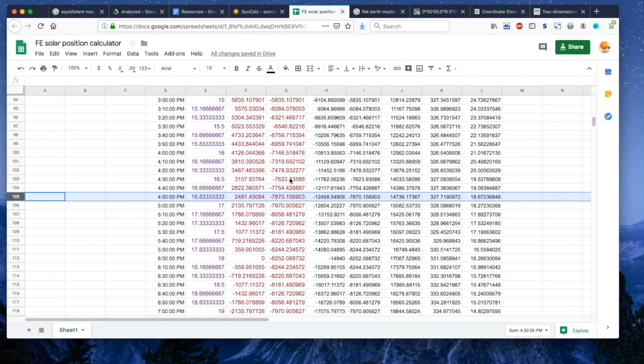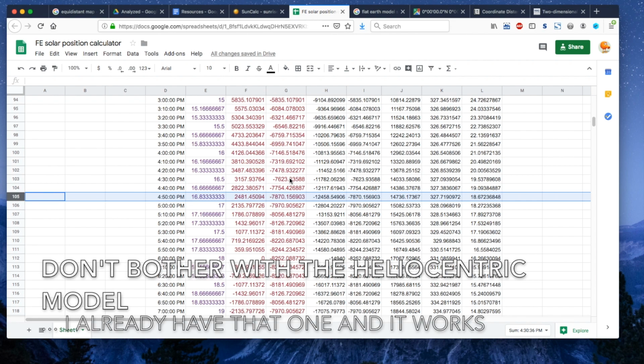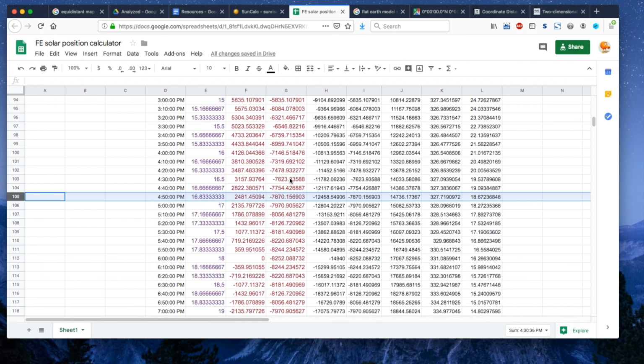I've come up with a spreadsheet that attempts to model the sun's movement in the sky and how we could observe it, and it just doesn't work as far as I can tell. So go ahead and take a look. Let me know if you come up with a better model. Otherwise, I would say that this is another proof that the Earth is not flat.